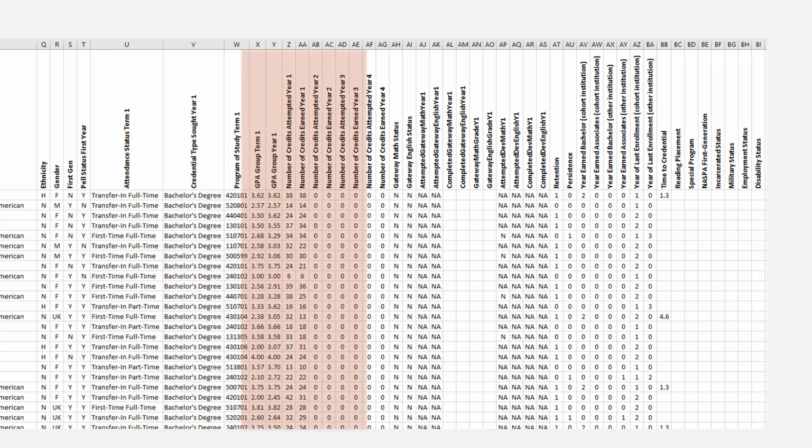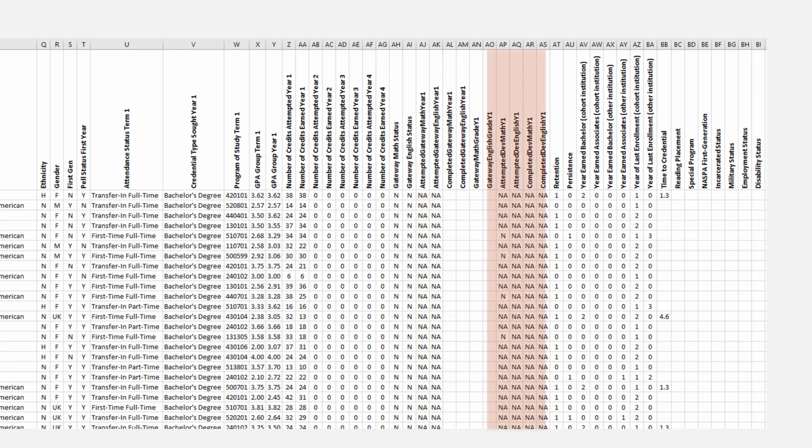The next 8 columns provide information on the number of credits attempted and earned over 4 years. The next 8 columns provide information about Gateway Math and English courses. First is an indicator of whether the courses were required. Then, if the student attempted the courses in their first year of college, if they completed the courses in their first year, and the grades they received.